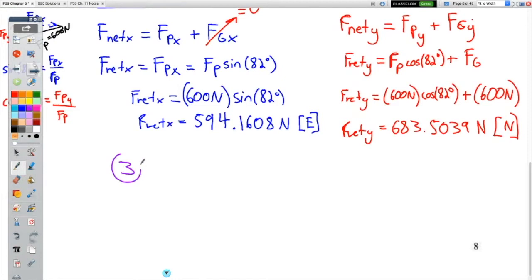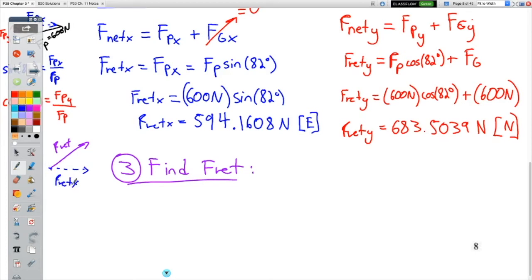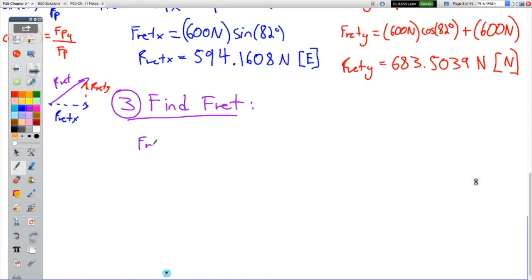Okay, what's our trick here? It's going to be the Pythagorean theorem. So now we've got F net X, we've got F net Y. Find F net. So what's the triangle I'm talking about? Again, here's F net, here's F net X, and here's F net Y. So c squared equals a squared plus b squared, Pythagorean theorem. So F net squared equals F net X squared plus F net Y squared.